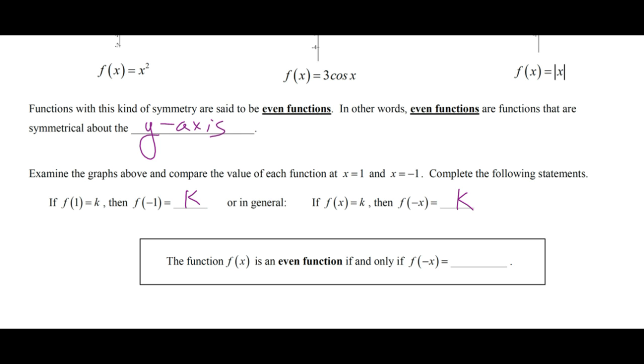Right? It's a function. When x is replaced by negative x, you get a reflection across the y-axis. Remember transformation stuff. So the function f of x is an even function if and only if f of negative x is equal to f of x. If it's a reflection across the y-axis, then x has been replaced with negative x, and so f of x is equal to f of negative x, or vice versa.